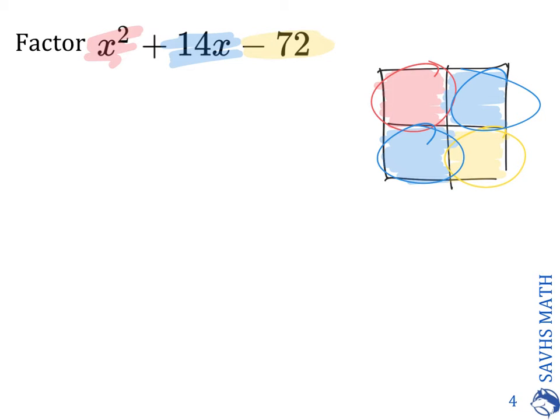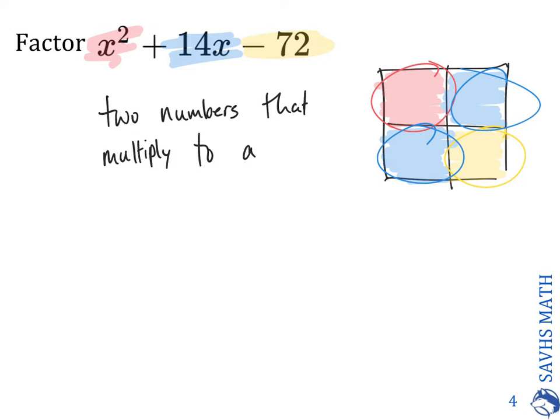So here's the thing. What we're going to look for is two numbers that multiply to a times c. And then we're also looking for those two numbers to add to what b is.